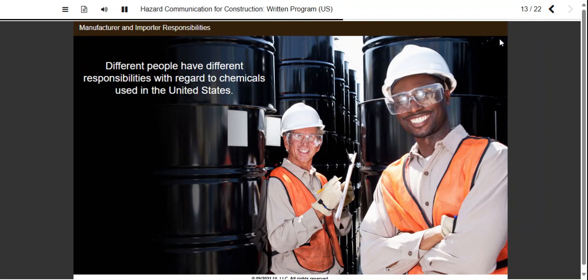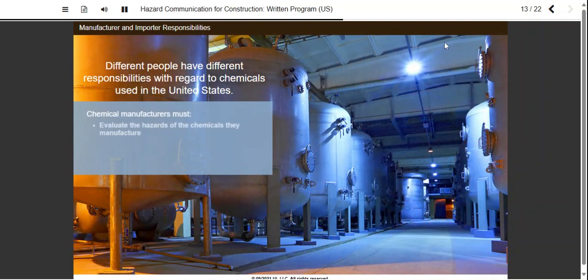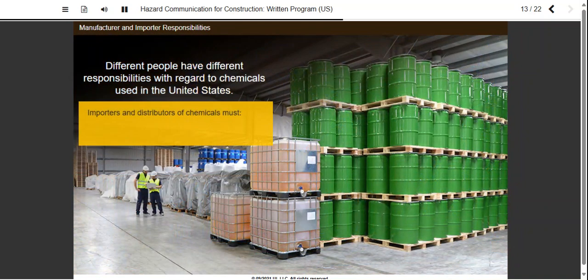Different people have different responsibilities with regard to chemicals used in the United States. Chemical manufacturers must evaluate the hazards of the chemicals they manufacture, including hazard classes and categories, and then affix a HazCom-compliant label and provide a safety data sheet with each chemical they ship. Importers and distributors of chemicals must also ensure labels are on chemical products and transmit a safety data sheet with each chemical they ship.